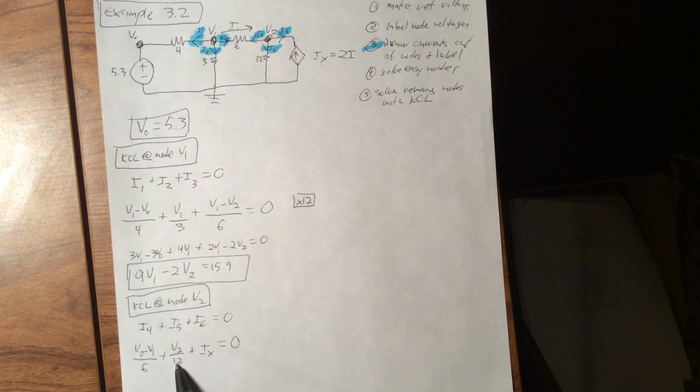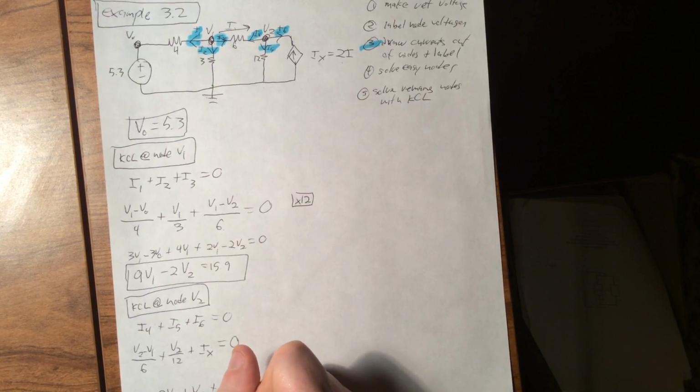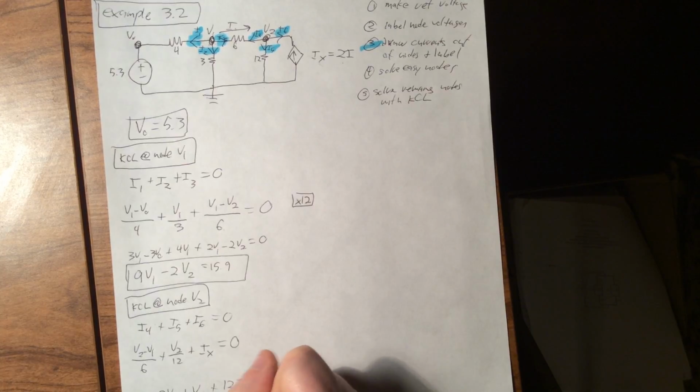So if we solve through this and we do 12 as our least common factor, so this is going to be 12. That's going to be what? 12 over 6, so 2v2 minus 2v1 plus v2 plus, what is this, 12ix.